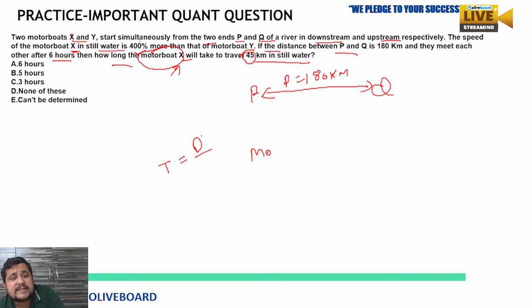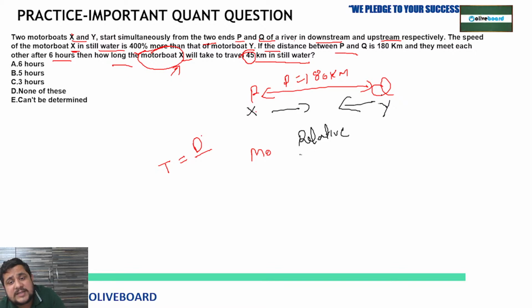The motorboats X and Y start simultaneously from two ends P and Q. So from here we can assume that from point P, X started and from Q, Y started. Okay, they are coming towards each other. If they are coming towards each other, then the relative speed of these two boats should be what? X plus Y. We can say that the speed of the first boat X, coming in downstream, would be S1 for us. Now the speed of boat Y, S2 for us. So relative speed would be S1 plus S2.